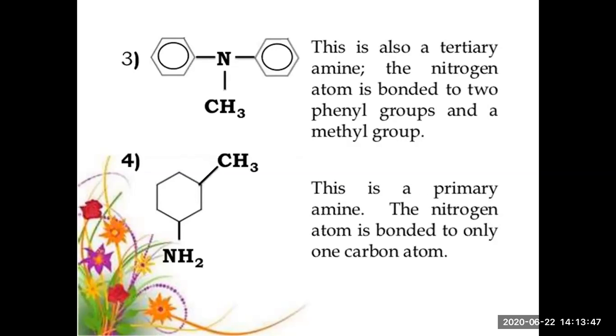This is also a tertiary amine. The nitrogen atom is bonded to two phenyl groups and a methyl group. This is the primary amine. The nitrogen atom is bonded to only one carbon atom, so only one carbon, and then two, and three, and so on. These are basically classified by carbon because carbon and hydrogen are the basic elements of all organic compounds.